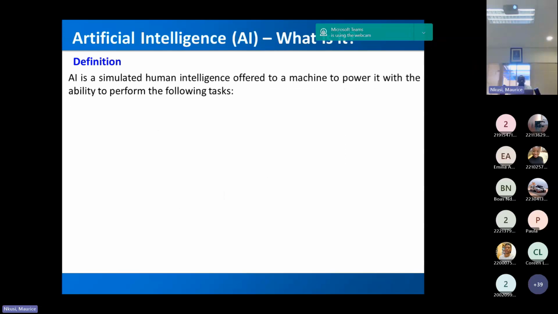So very quick definition, artificial intelligence is a simulated human intelligence offered to a machine to power it with the ability to perform the following tasks. So this is very important. What human beings are trying to do, they are trying to make a machine to think as a human being.